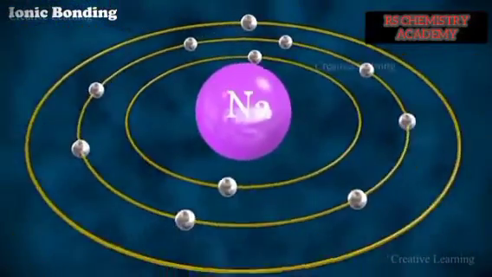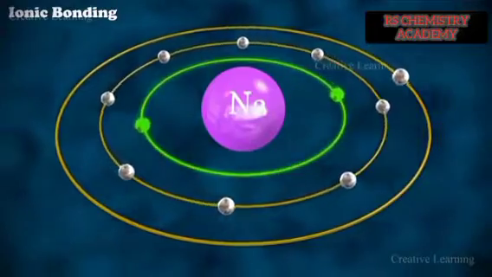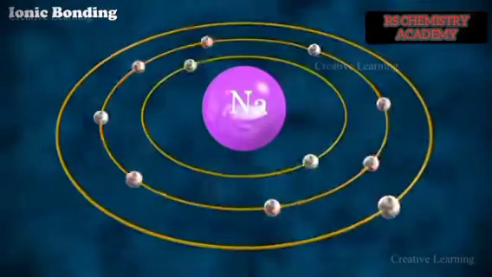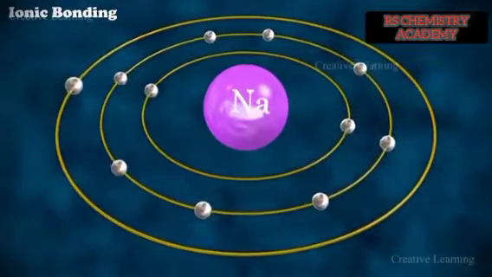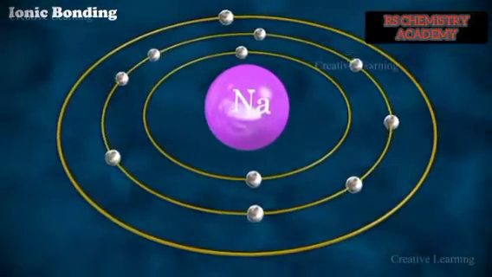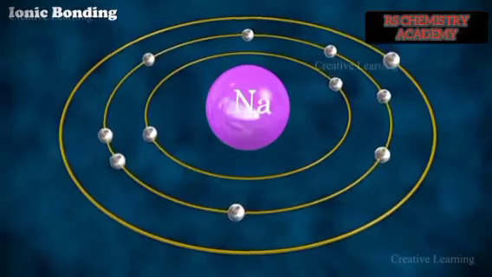Sodium metal has electronic configuration as 2, 8 and 1. It has one electron more than a stable noble gas structure. If it gives away that electron, it would become more stable.